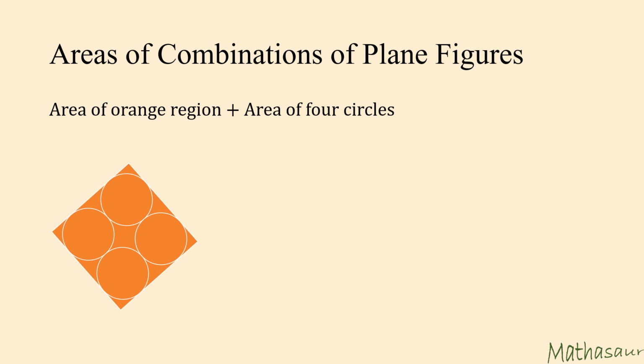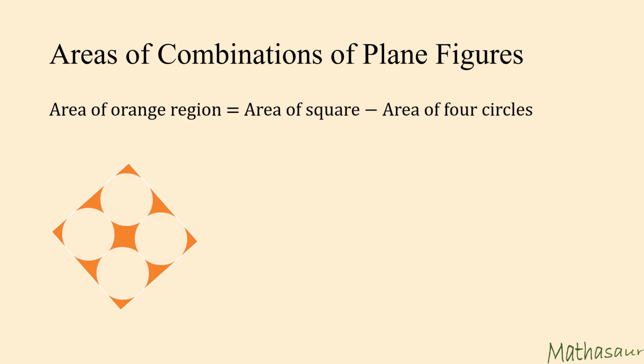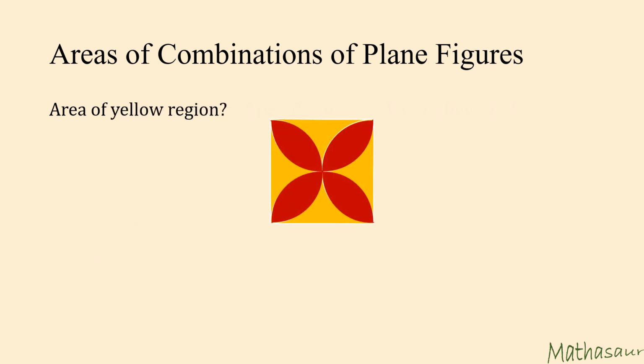Note that there are 4 circles in this figure. So if we added the area of these 4 circles to the orange region, then we would get the area of this square. Upon rearranging the terms, we can easily find out the area of the orange region. Now look at this figure. There are 4 petals inside a square. How can we find the area of the yellow region?